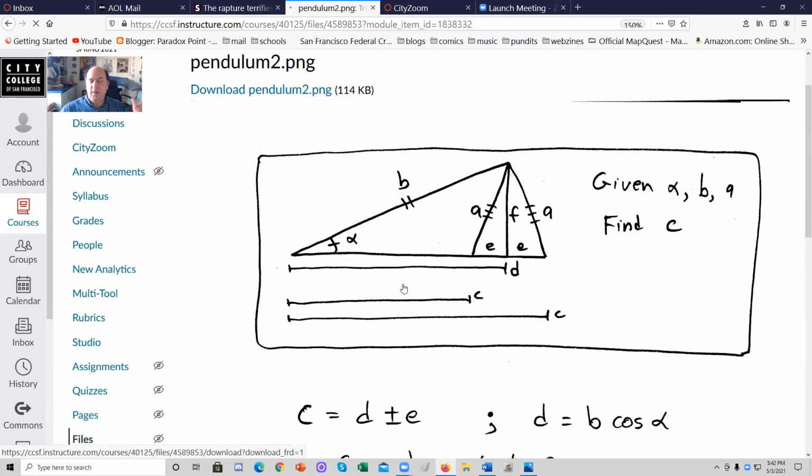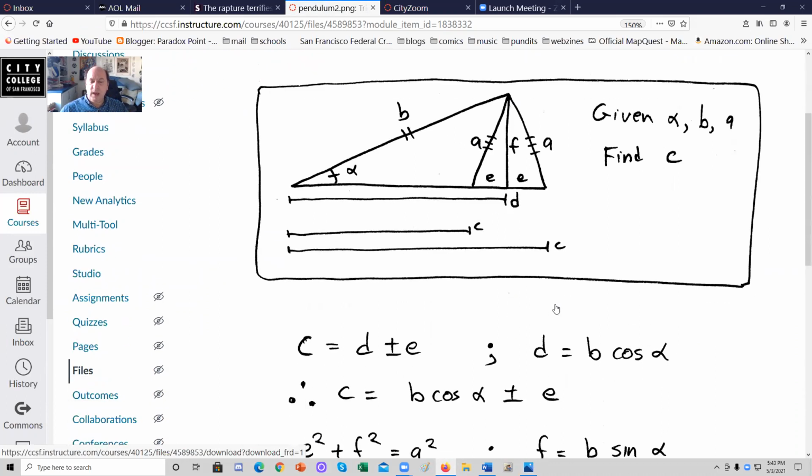All right, now I have a formula. We go through a formula here, and I'm going to go over it. Given alpha, B, and A, find C. Now here we see the pendulum skimming the ground. Here's a perpendicular F. Here's a distance E. Here's a distance to the base of the perpendicular D. And C is either this length or this length. So C is D plus or minus E, two solutions.